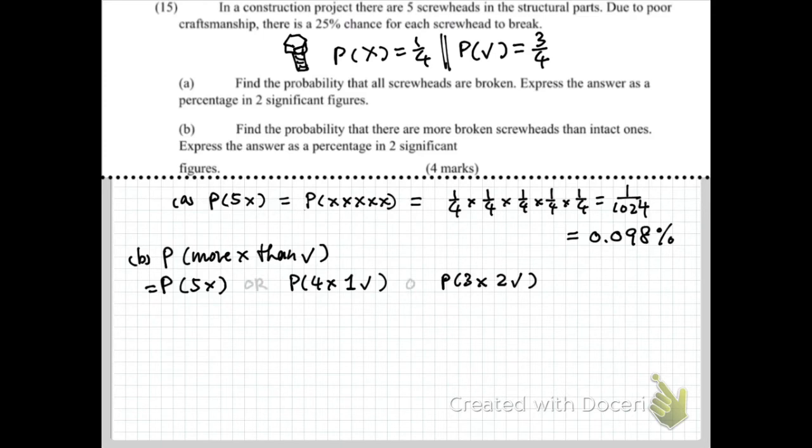These are mutually exclusive events. If you have 3 crosses and 2 ticks, then it will not be 4 crosses and 1 tick. So that is a mutually exclusive event. For mutually exclusive events, we add them together.